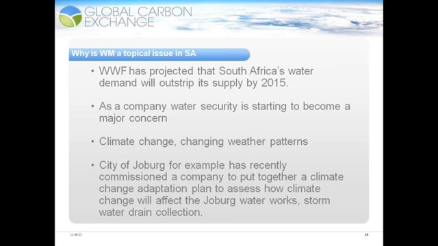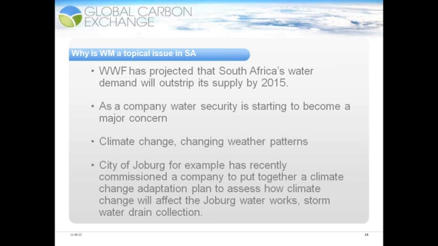Now, if we relate it to what we're currently having on the Eskom side, we're experiencing electricity shortages because the demand is greater than the supply. So relating this back to water, within the next 4 years, it could be very possible that we will be experiencing water source shortages. Now as a company, water security is therefore starting to become a major concern. Not only water security, but climate change and changing weather patterns are also becoming a concern.